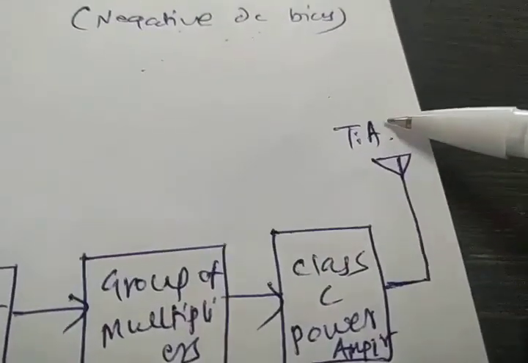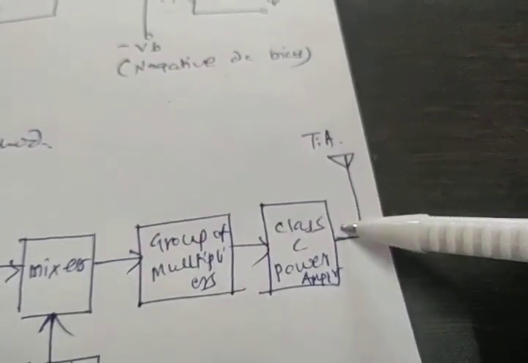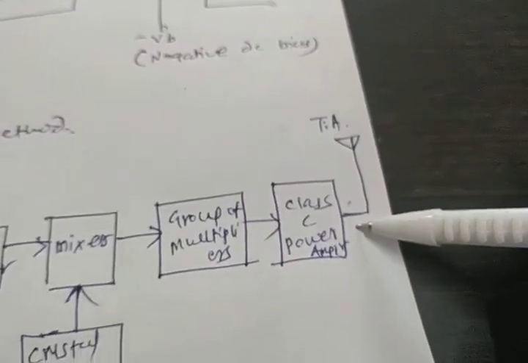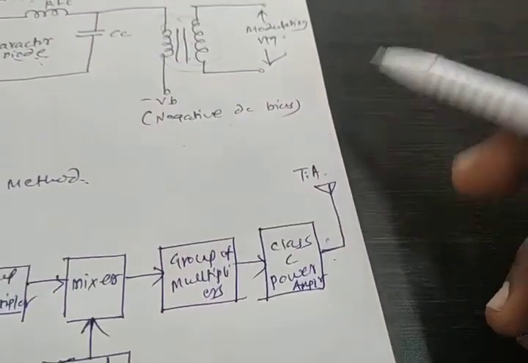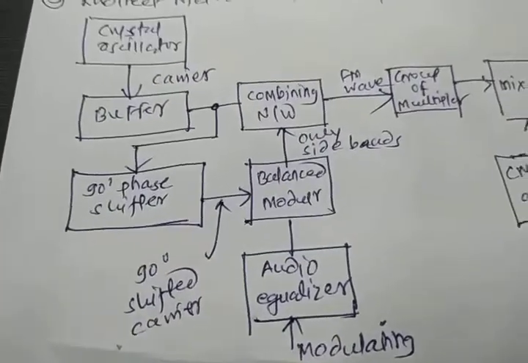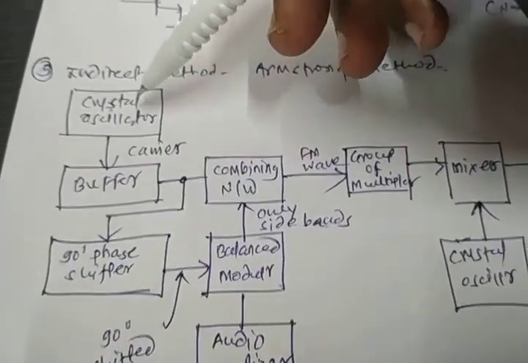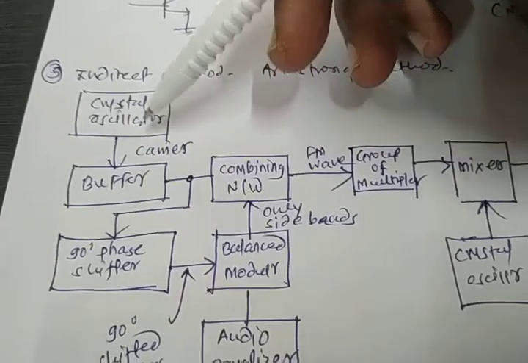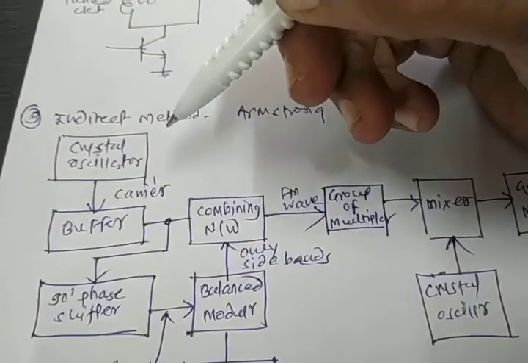Here you can observe the TA, that means transmitting antenna. At the output of the class C amplifier you can observe the frequency modulated signal, and then we transfer this frequency modulated signal by using the transmitting antenna. One by one we can observe the function of the circuit. First, the crystal oscillator. The purpose of the crystal oscillator circuit is to generate the carrier signal.